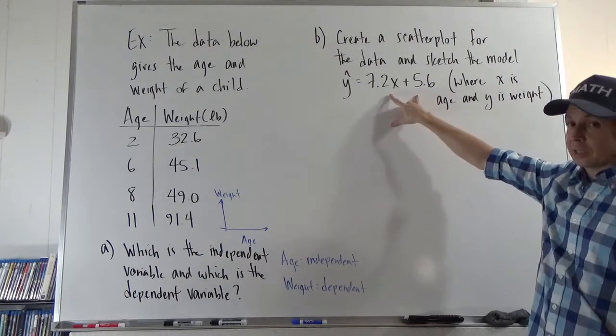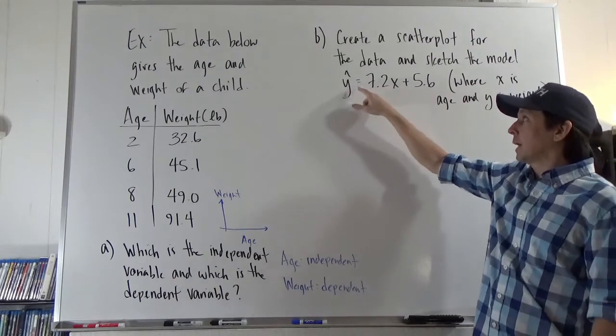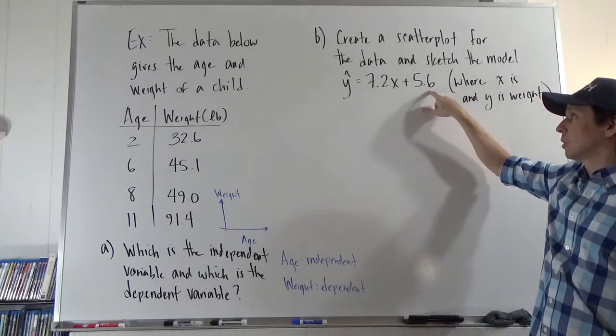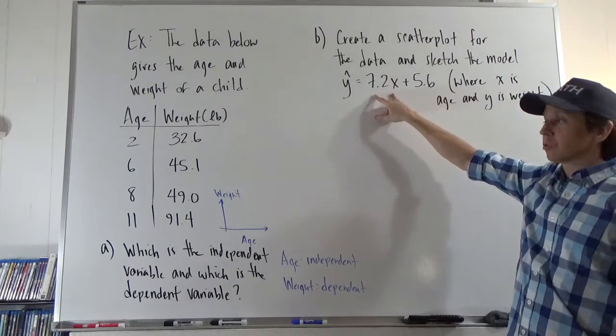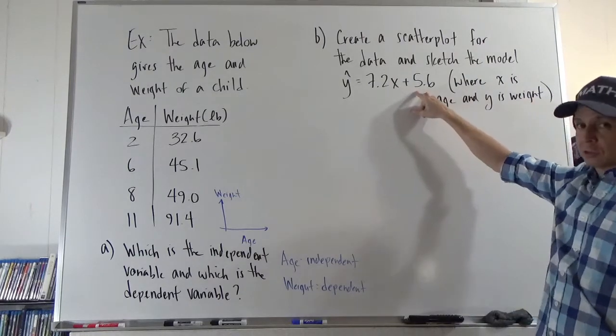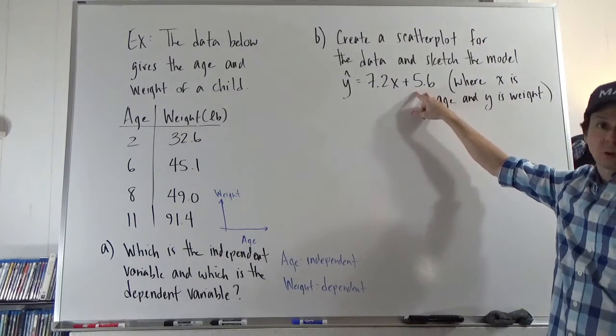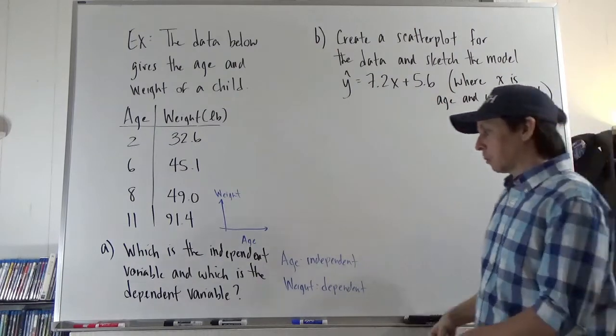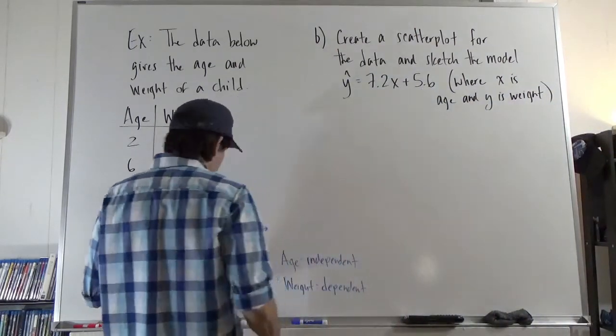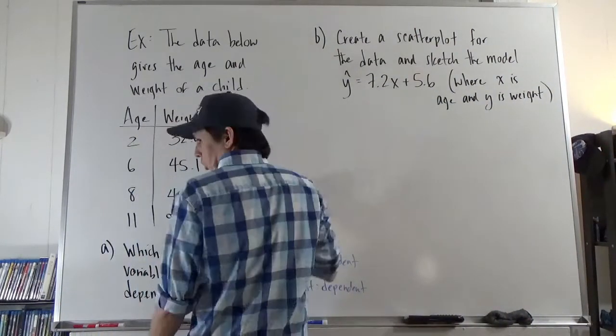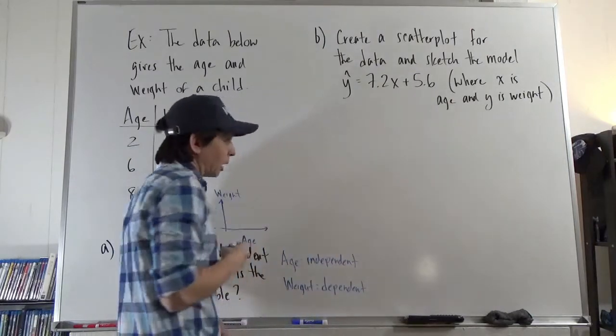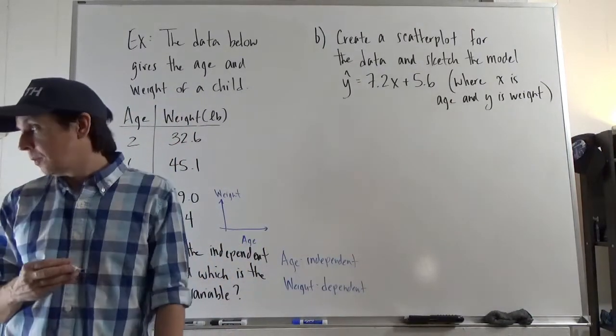First of all, note it's a linear model because it's of the form y hat is equal to ax plus b. The a is 7.2, that's your slope. 5.6 is your b, or your constant term. That is a y-intercept, if you remember from algebra. But if not, no worries, because we're just going to be plotting points to draw it. We're not going to do rise or run and using the intercept necessarily.